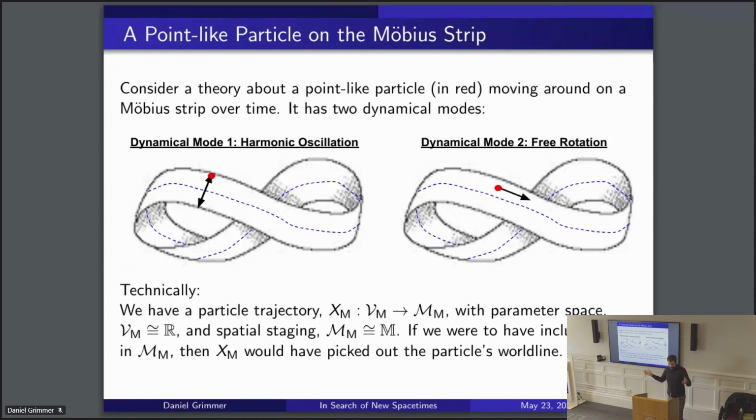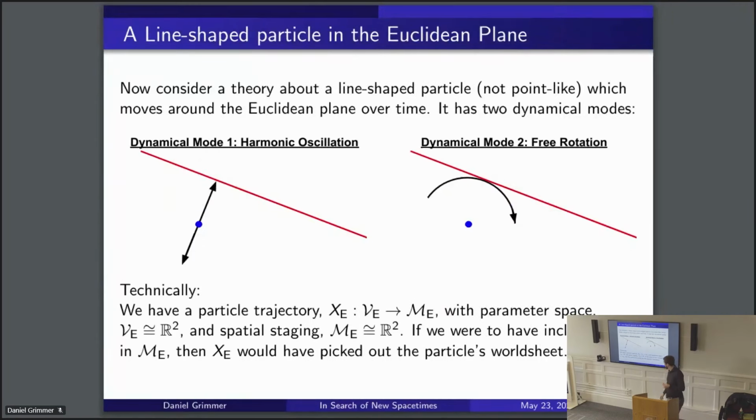So that's a theory. We would describe it with a world line for a particle. It's got some spatial stage it's on. It has some parameter space. Now let me show you what might seem like a completely different theory. Here's a theory no longer about a point-like particle. It's now a line-shaped particle. So it would have a world line in spacetime, some other parameter space, but the stage here is the Euclidean plane R2. And it floats around in the plane doing its own kind of thing.